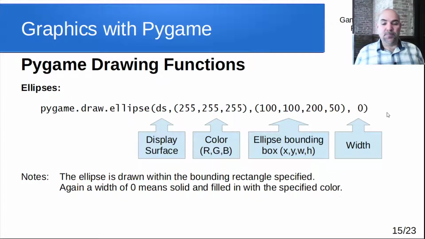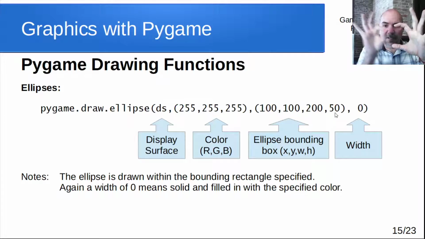Okay, ellipses. The function call looks almost exactly like that for a rectangle. The only difference is it draws an ellipse inside of that rectangle. So in other words, if I were to create this ellipse, you can think of this as an imaginary bounding box around that ellipse, and then it'll fill it in so the top and sides just touch that bounding box.